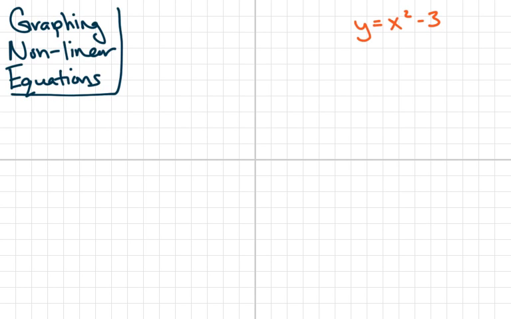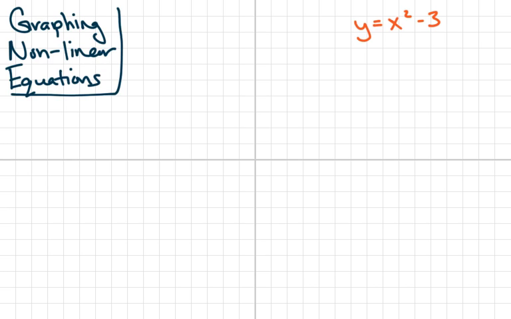Alright guys, today we're going to look at graphing nonlinear equations, specifically how to do it by hand without a calculator. Even if you know how to do it with a calculator, it's always great to have an understanding of this so you can be more precise and accurate with your graphing, and also so you can interpret what you do get from a calculator when you graph.